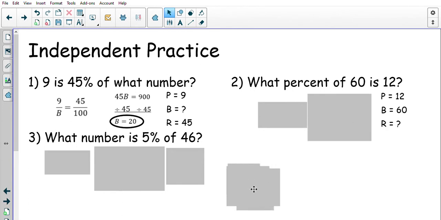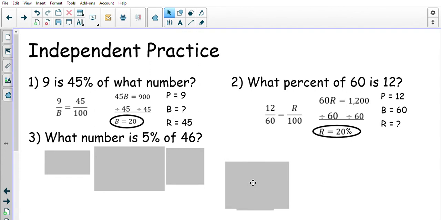My part is 12, so we get P over B, 12 over 60 equals R out of 100. Cross multiply, we have 60R equals 1200, for 12 times 100. Divide both sides by 60 and we get R. Don't forget your percent sign here because we're looking for the percent. R is 20%.